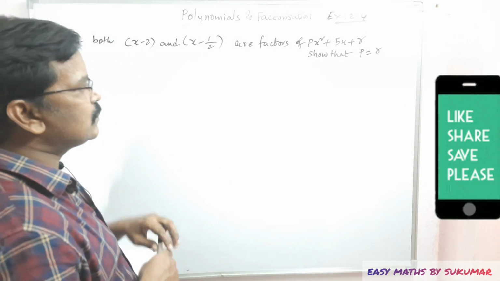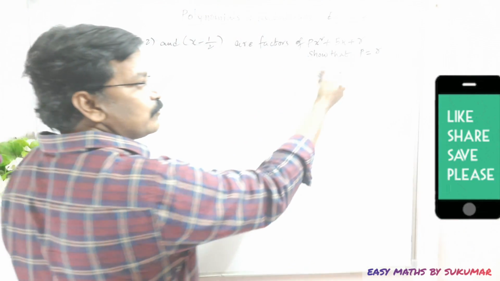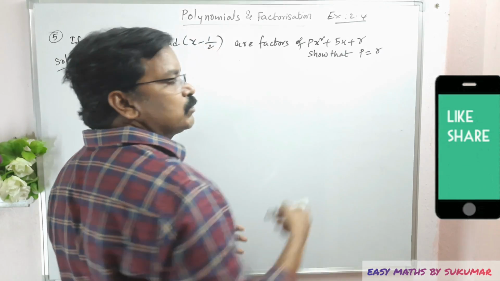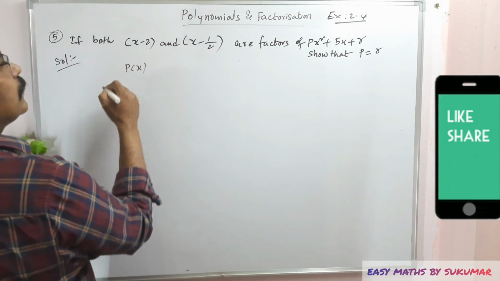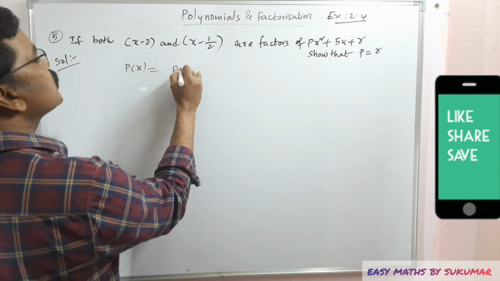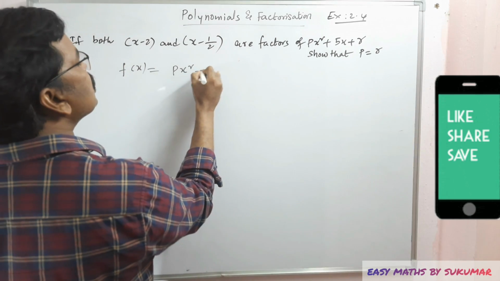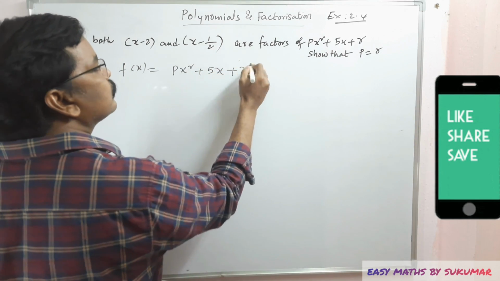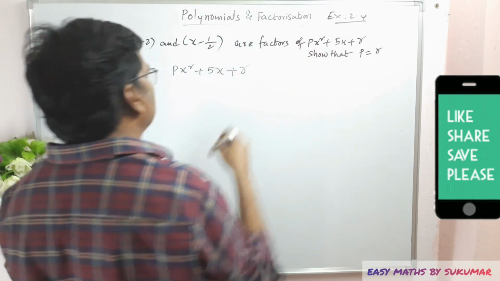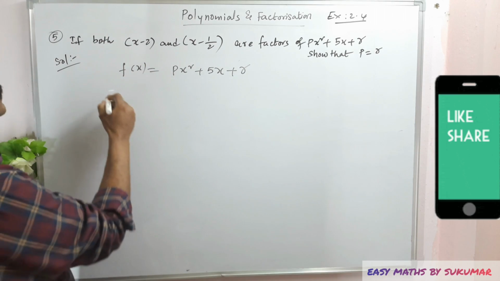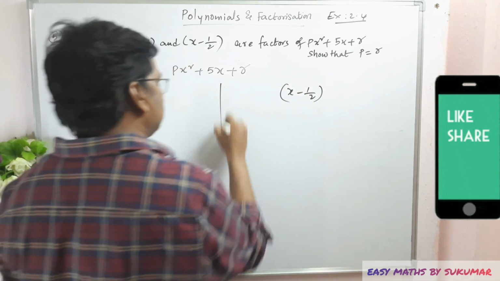Fifth question in exercise 2.4. If both x minus 2 and x minus 1 by 2 are factors of px square plus 5x plus r, show that p is equal to r. Let the given polynomial be f of x is equal to px square plus 5x plus r. Okay, so here, my dear students, x minus 2 is a factor, and x minus 1 by 2 is a factor.